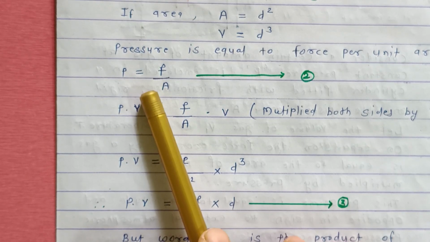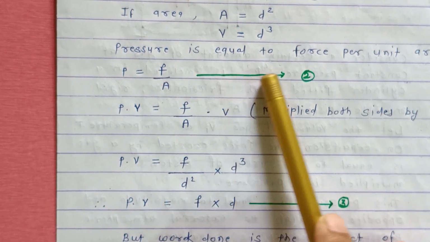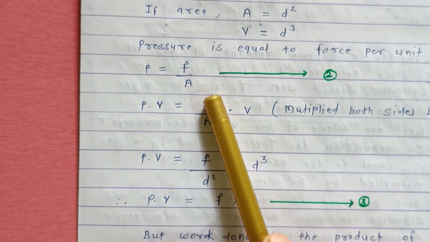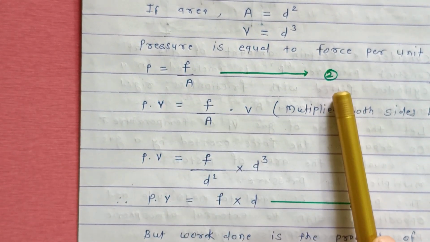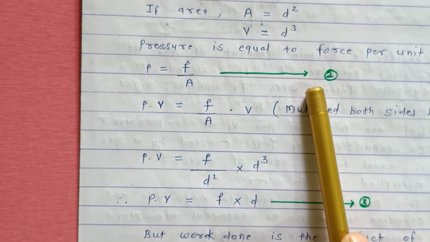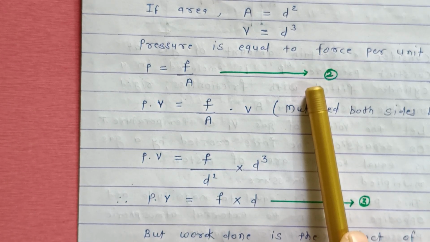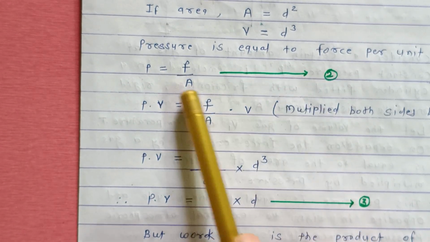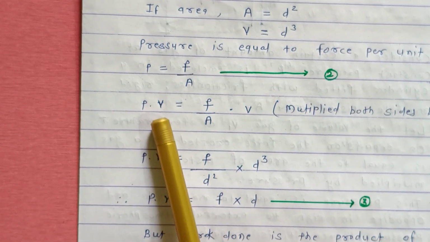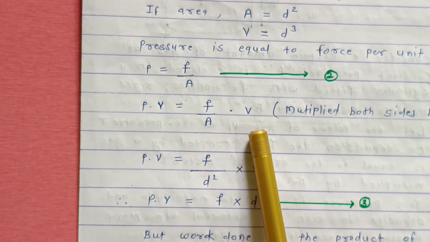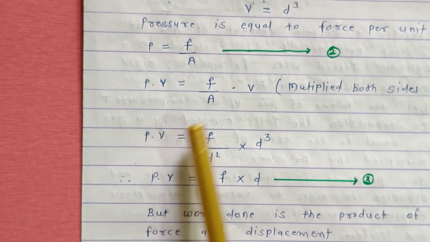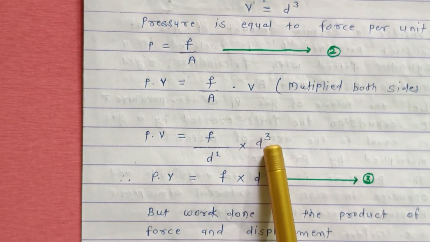सो प्रेशर इज डिफाइंड एज प्रेशर इज इक्वल टू फोर्स पर यूनिट एरिया, P इज इक्वल टू F अपॉन A. आफ्टर दैट वी आर टेकिंग द हेल्प ऑफ इक्वेशन 2. इक्वेशन 2 को हम डेरिवेशन के फॉर्म में P इंटू V, अपना टारगेट क्या है? प्रेशर टाइम वॉल्यूम, इसलिए इक्वेशन नंबर 2 को हम V से मल्टीप्लाई करेंगे। P इंटू V इज इक्वल टू F अपॉन A इंटू V. क्लियर?